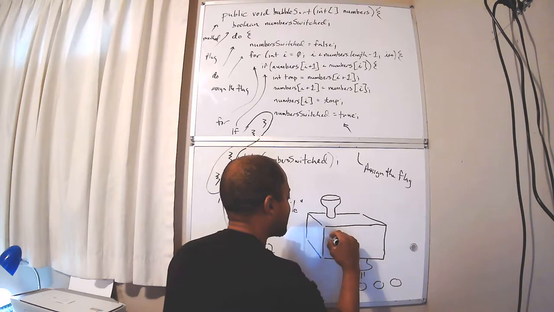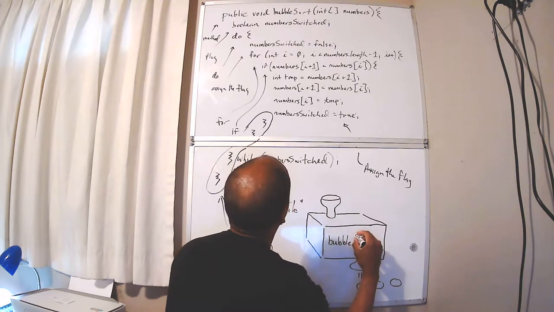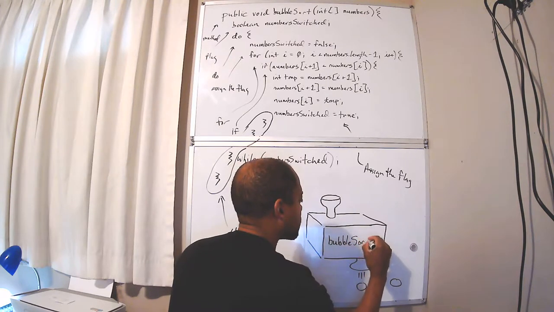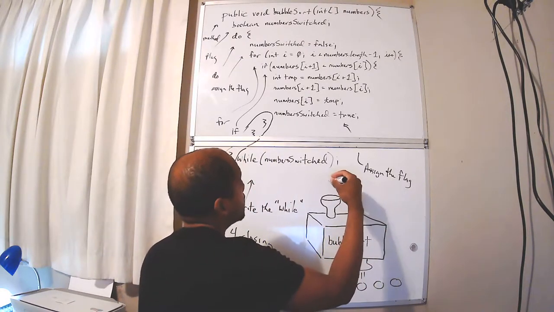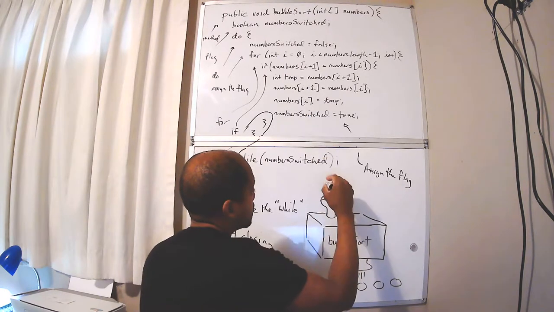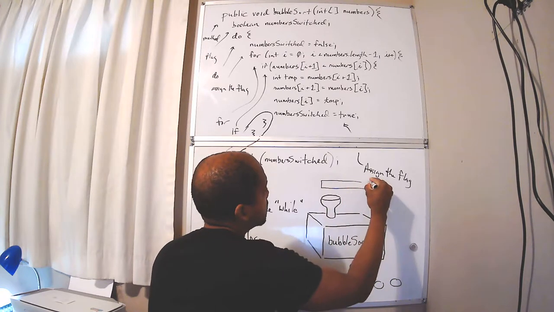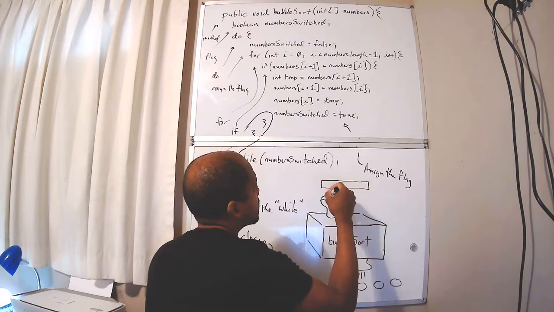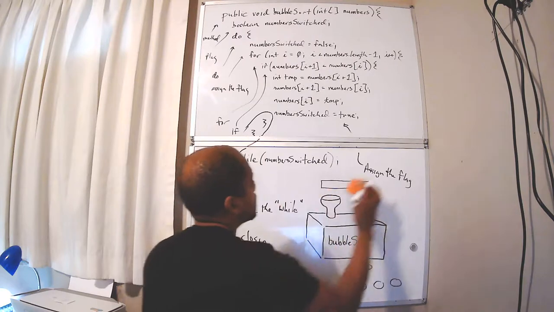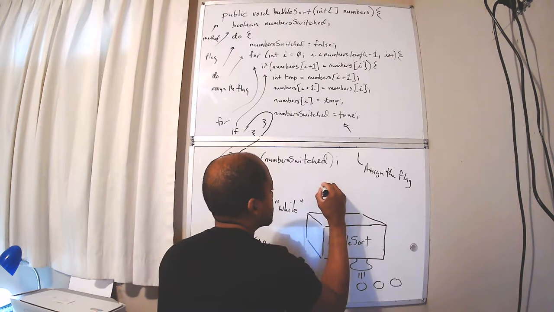So then in that case, this would be bubble sort. You get it? And what is it taking? This one is taking an array of integers. So actually, let's not confuse. Let's draw the scale. So this little guy takes an array of integers.